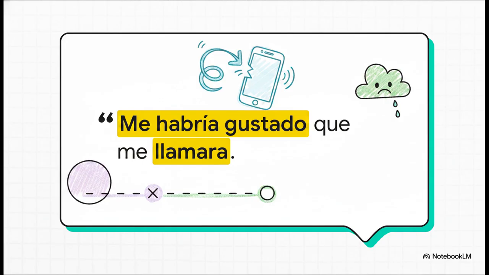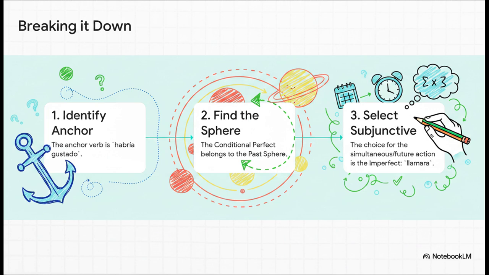Let's break it down. And look how beautifully our system works. Step 1, find the anchor. It's habría gustado. Step 2, what sphere is it in? Well, the conditional perfect is firmly in the past sphere. So, step 3, what are our options? For an action that didn't happen, we need the imperfect subjunctive, llamara. The system just works, every time.